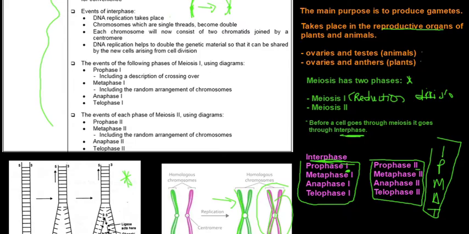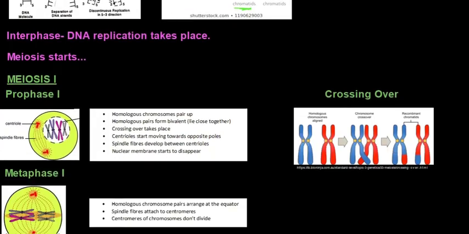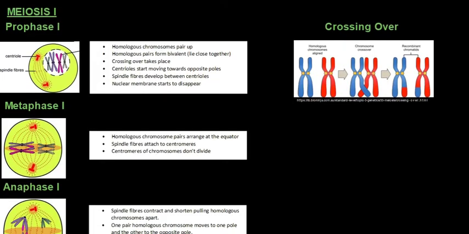Now let's get into the first phase of meiosis. So meiosis 1 starts with prophase 1. Now, very important, homologous chromosomes pair up. Now, what are homologous chromosomes? So if we look at this over here, homologous chromosomes are chromosomes of the same size, shape, and then similar genes for each characteristic are found on these chromosomes.